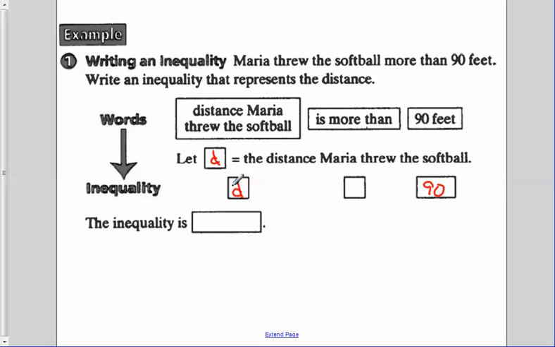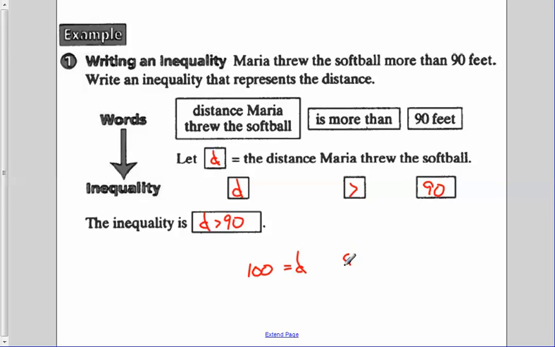Well, could she have thrown it greater than 90? The distance she threw the ball is more than 90 feet. So if she threw it 100 feet, would that be more than? Yeah. So if I plugged in 100 for D, is 100 greater than 90? Yes. And would that make the sentence true? Yeah. She threw the softball more than 90. So D is greater than 90. And the 100 is just an example.